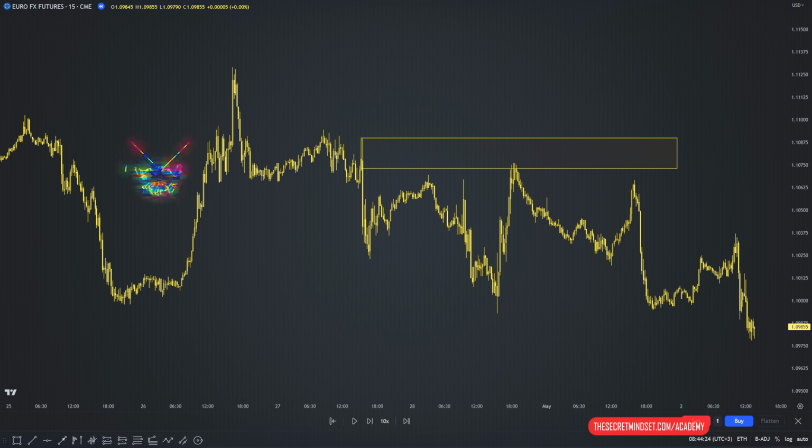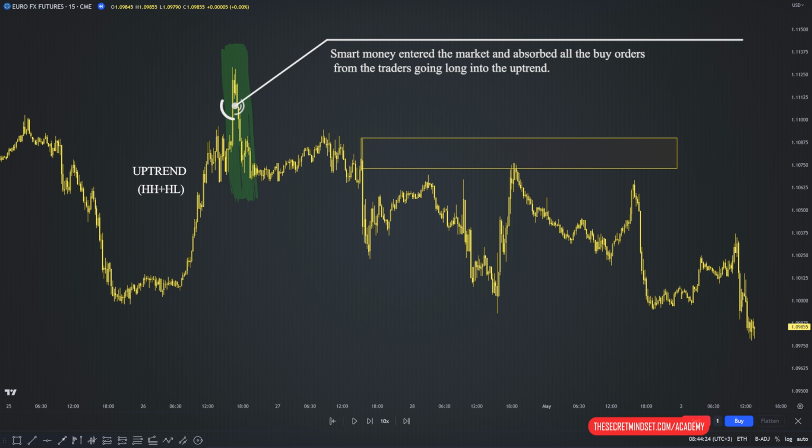Take a look here. First we have a significant uptrend, which is very obvious. Then we have a strong, near vertical move down. This move down tells you that smart money entered the market and absorbed all the buy orders from the traders going long into the uptrend. And look at the obvious liquidity run, taking stops above this level and trapping buyers on the wrong side.